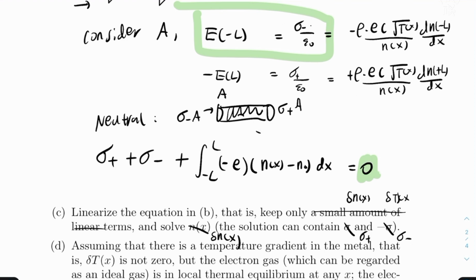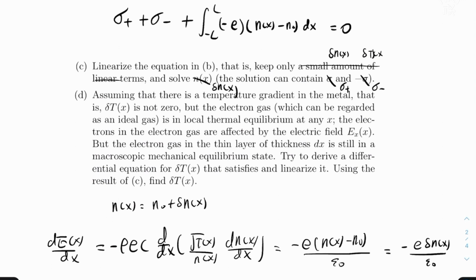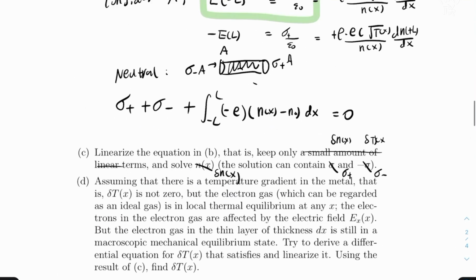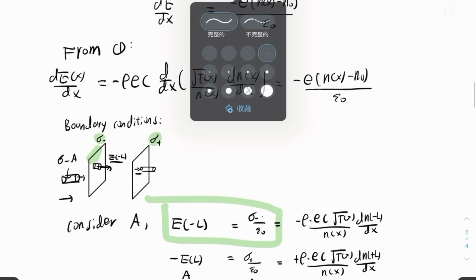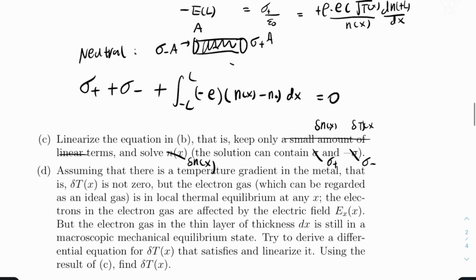Let's move on to the hardest part, which is question C and D. So it is asking us to linearize the equation in B, which is this part. So it is saying that we only keep the terms of the delta n and delta T, while ignoring the nonlinear terms. And what is nonlinear terms? That is like terms of delta n squared, or just like delta n, delta T, and stuff like that. And let's do this problem.